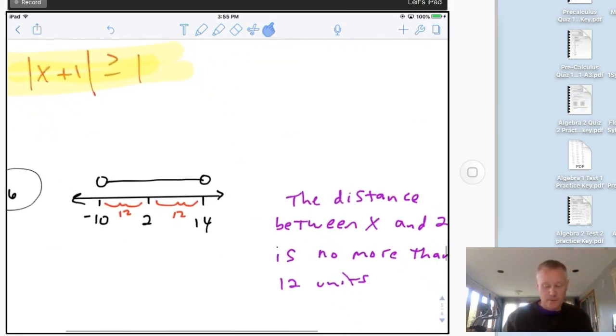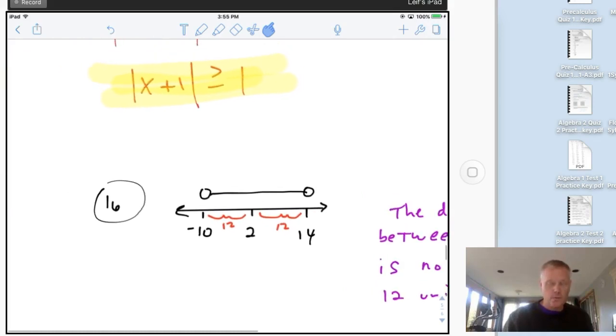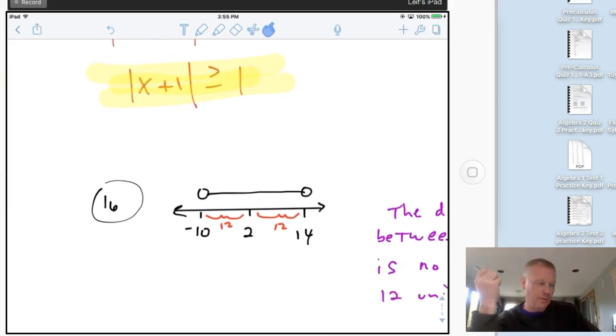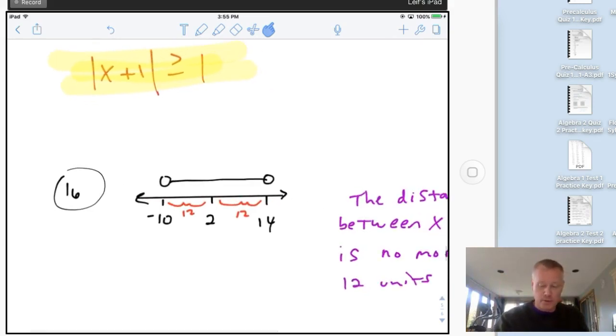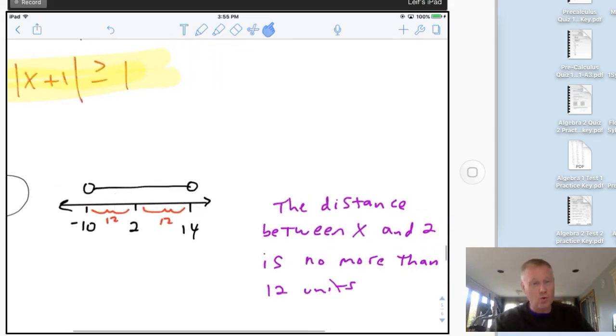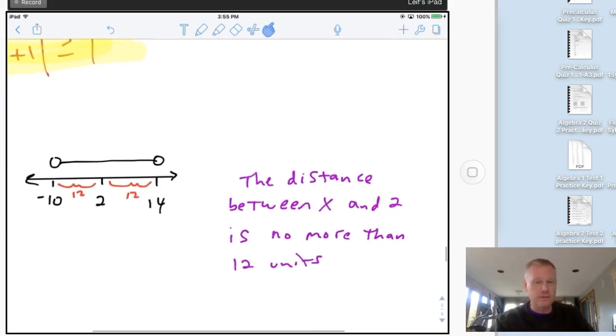Number 2, before I show the words, this is the problem. And they're going to say write an absolute inequality that goes with the number line. So the distance is 12. It's less than 12. It could be less than 12. It can't be more than 12, which means that, if I was using words, I would say the distance between x and 2 is no more than 12 units, okay?